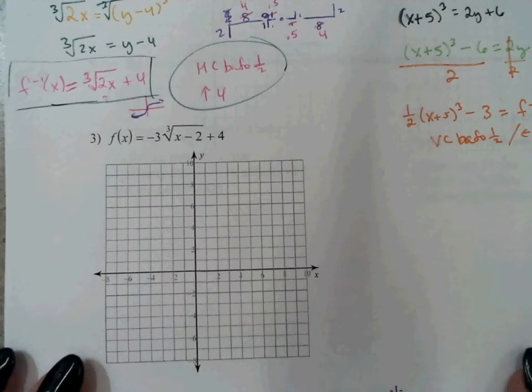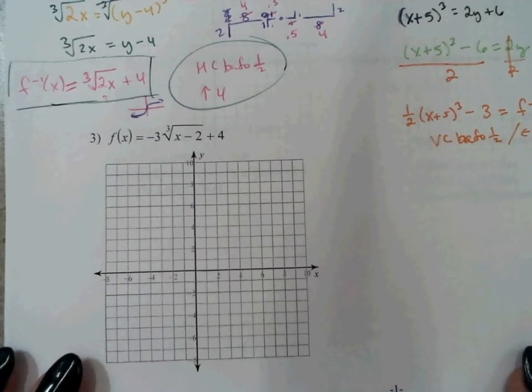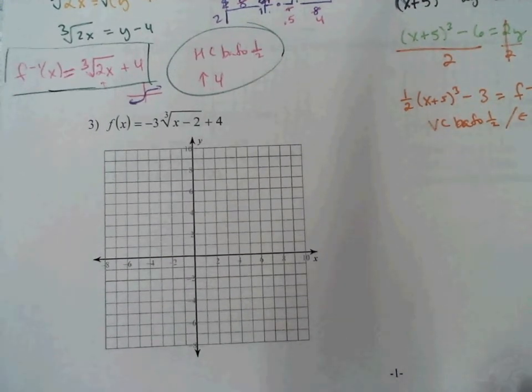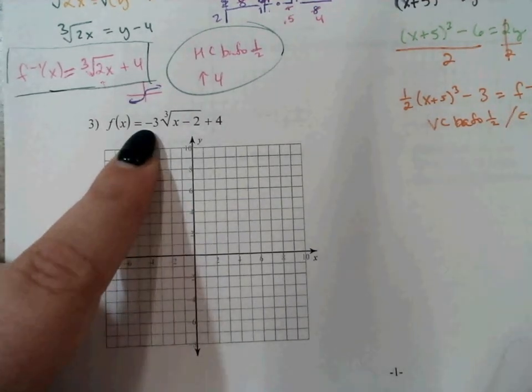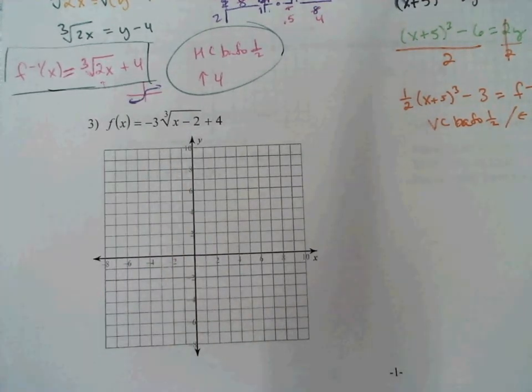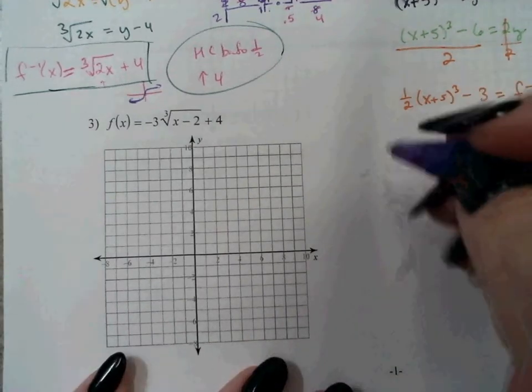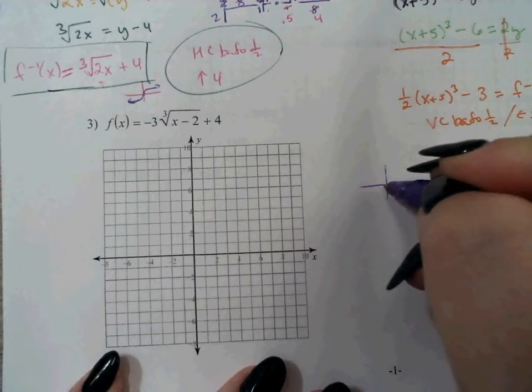Alright, so number 3. Number 3 says we've got a cube root function, and it has this negative on the exterior, which means there's a reflection. So we're going to start with that first. So keeping in mind what a cube root looks like.